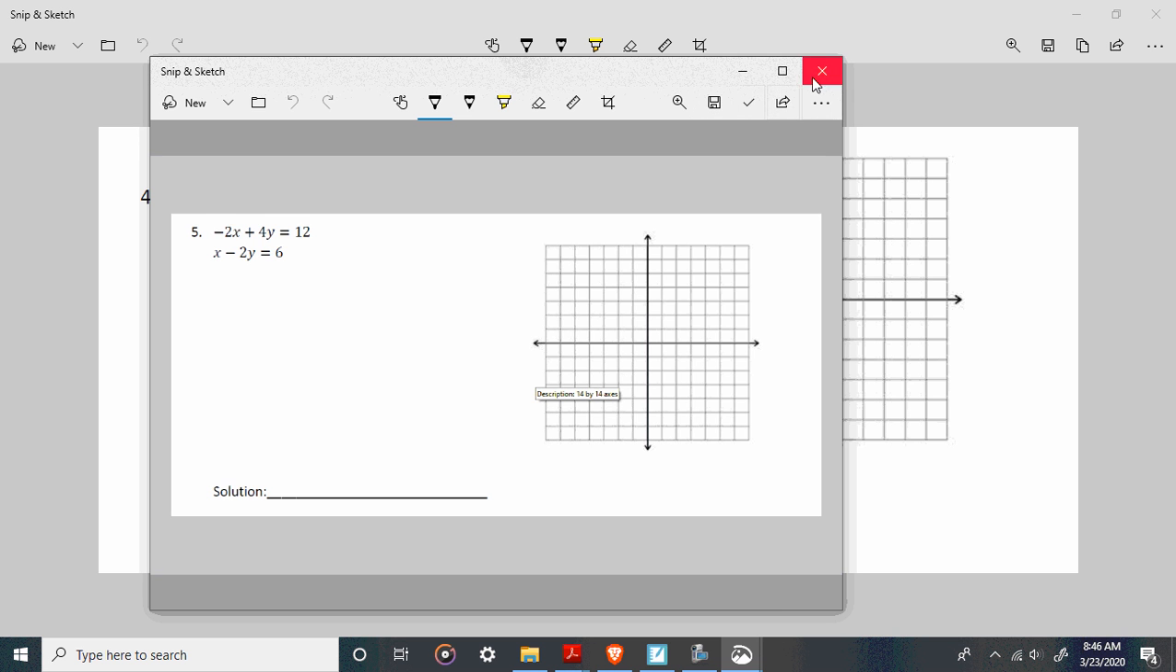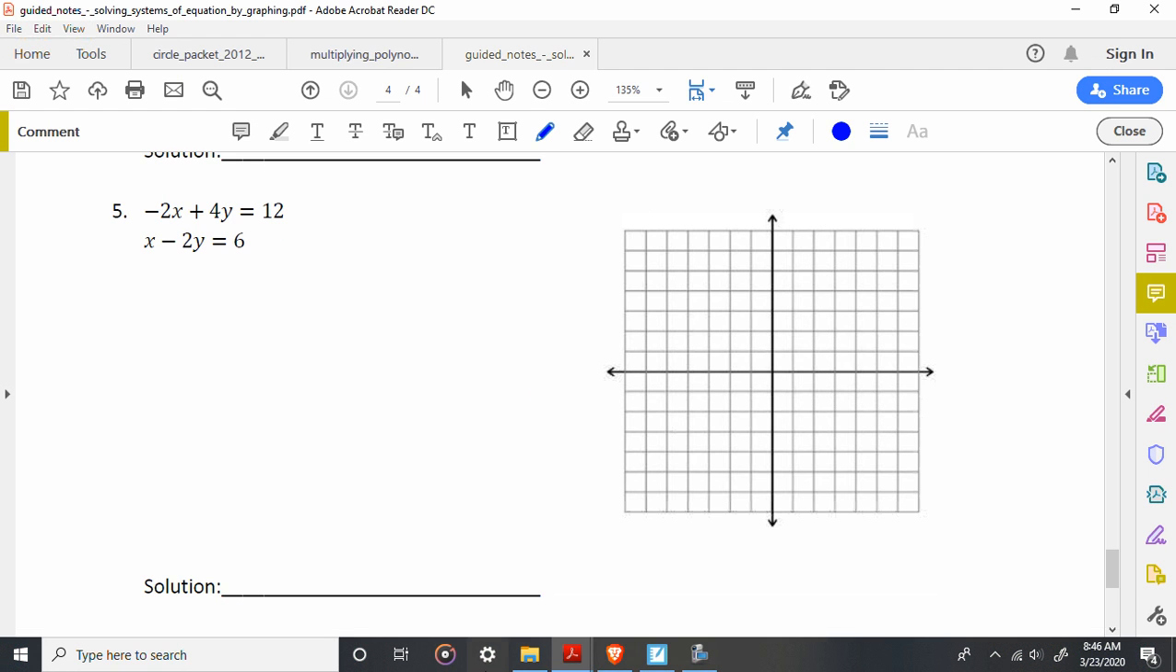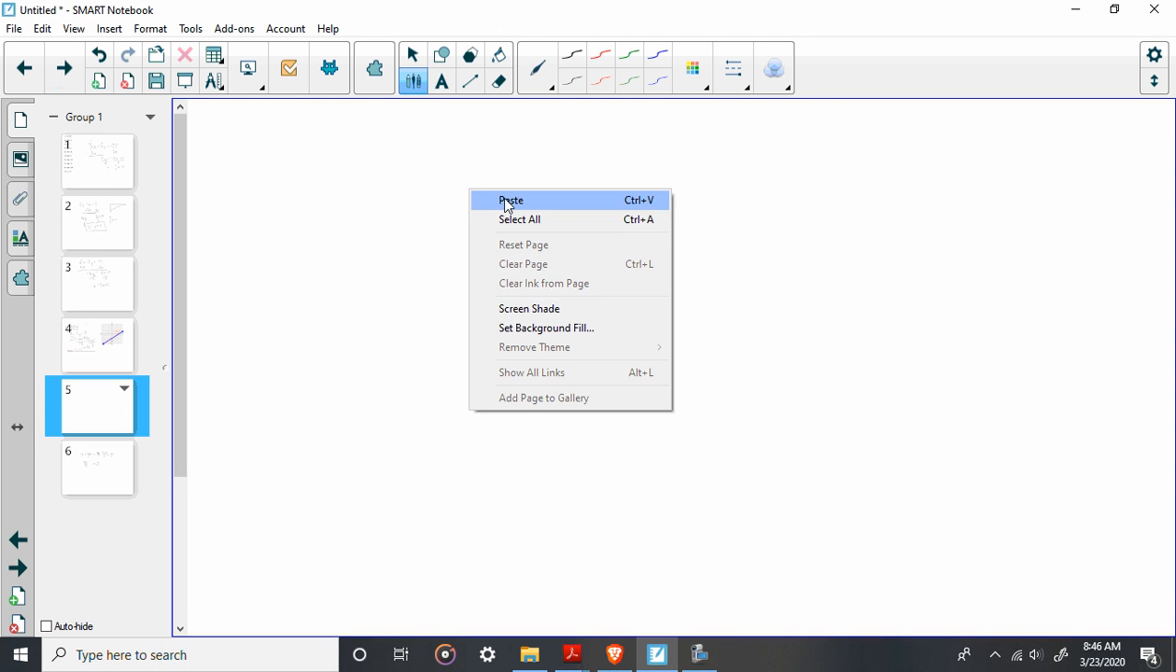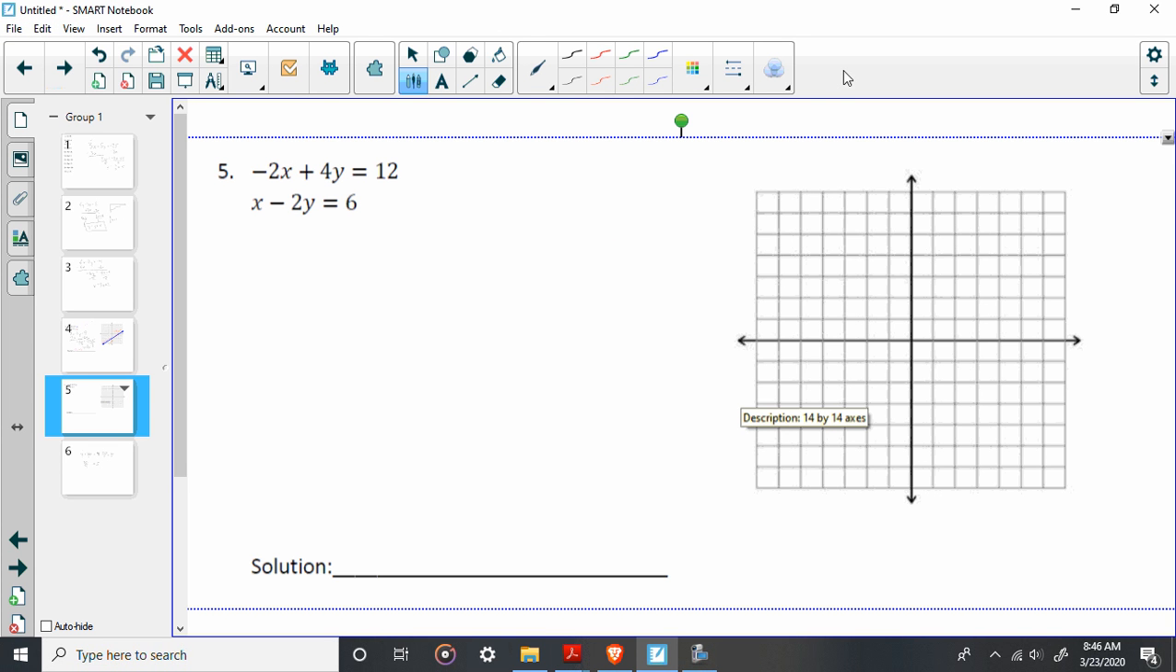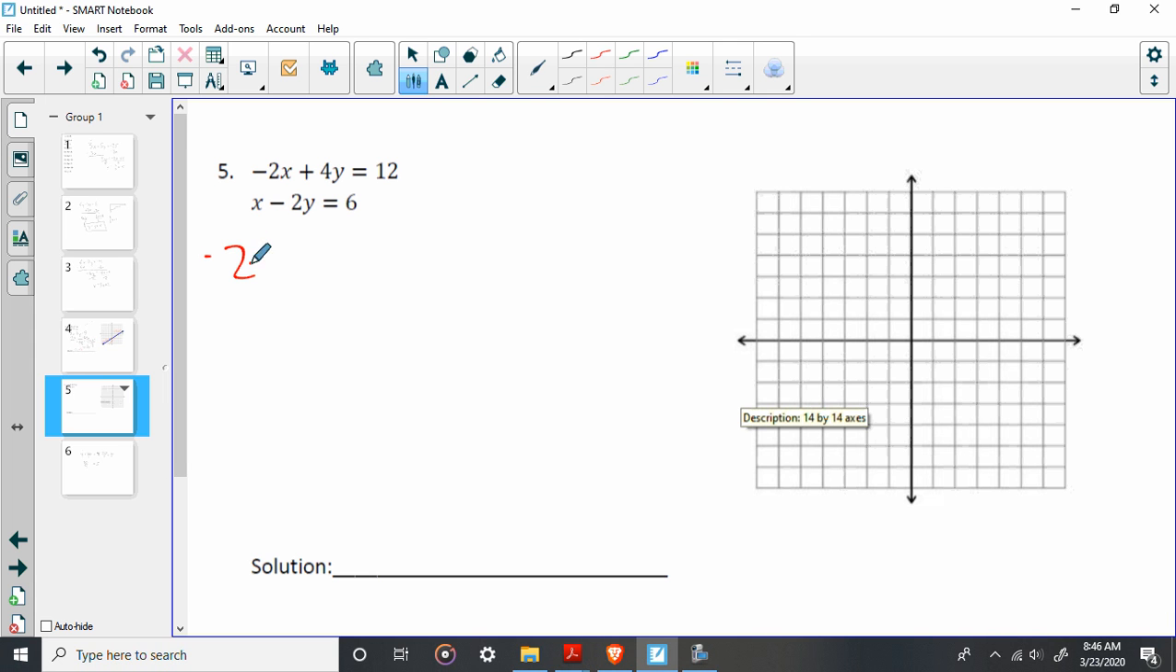Let's copy this one, close these up. Okay, so here we have to change both of them. So we have negative 2x plus 4y is equal to 12. So what we have to do, let's add 2x to both sides. And we'll say 4y is equal to 2x plus 12.